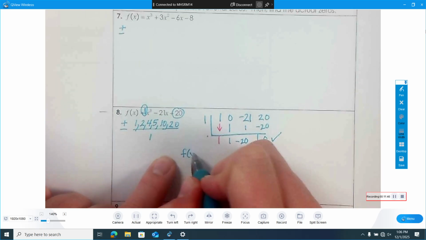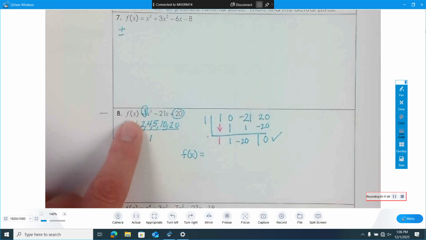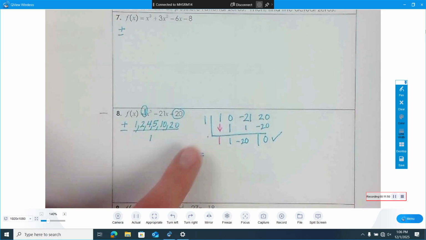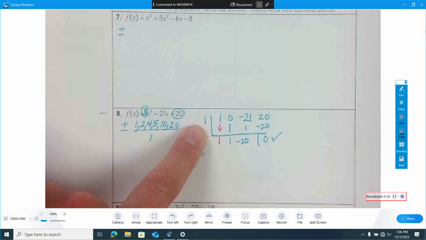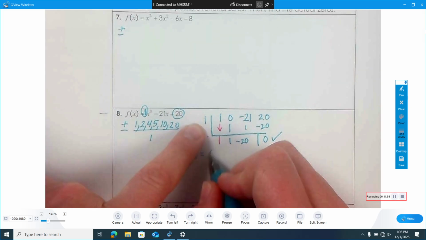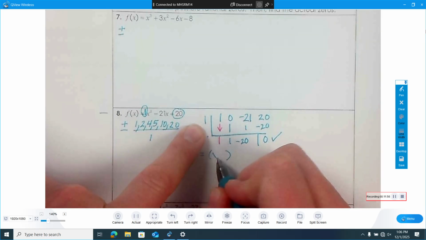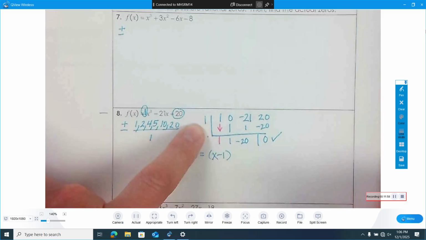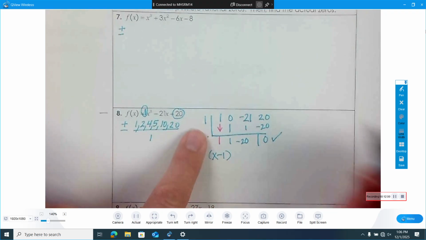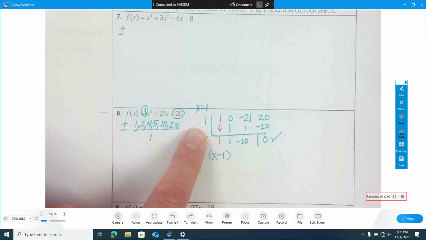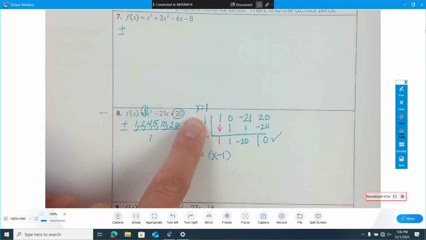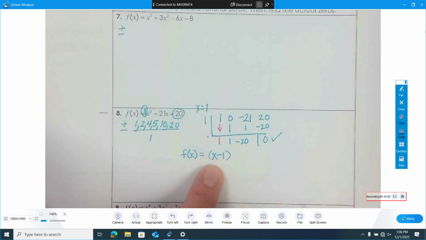So I can rewrite my function, my f of x, my polynomial, as if x equals 1 is the 0. What's the bubble that it came from? X minus 1. So if x equals 1 is the 0, what bubble did it come from? It came from x minus 1. You just have to sort of slide the 1 back to the other side.